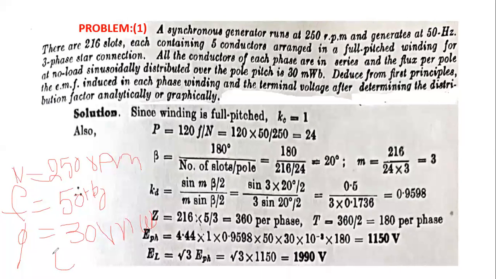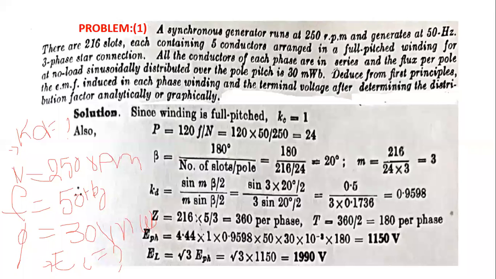Deduce from first principles the EMF induced in each phase winding. Then we calculate the EMF induced in each phase winding, that is the line voltage EL. After determining the distribution factor, analytically or graphically, we determine the EL. Distribution factor means the KD. First we write down the formulas for the distribution factor KD and for the EL, the voltage that will be induced.